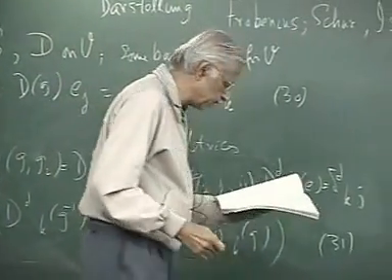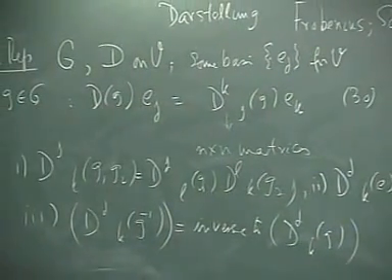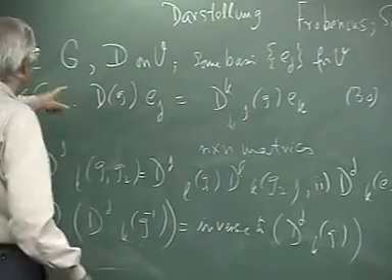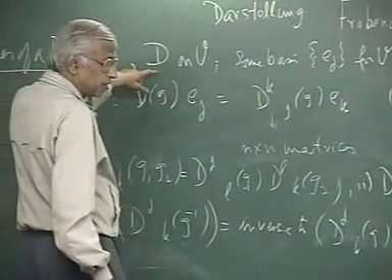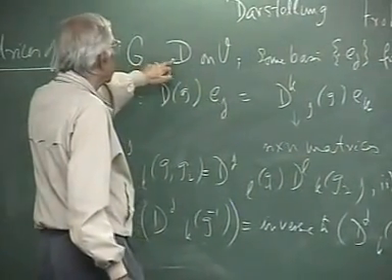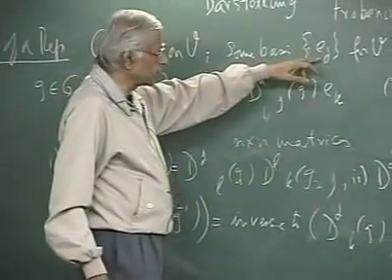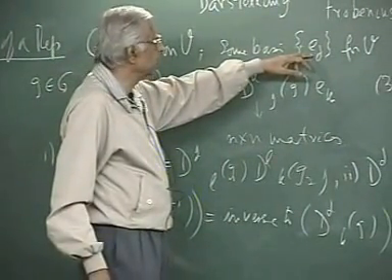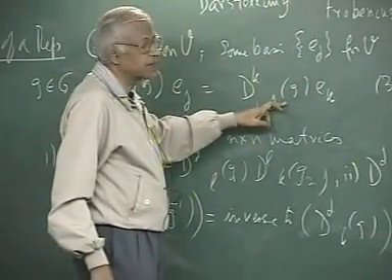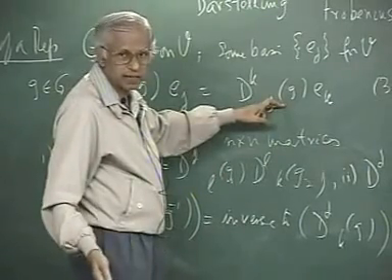And now it is obvious that if the representation was, let us say, unitary, and if you chose an orthonormal basis for the vector space, then what can you say about the matrices? They will be unitary matrices.